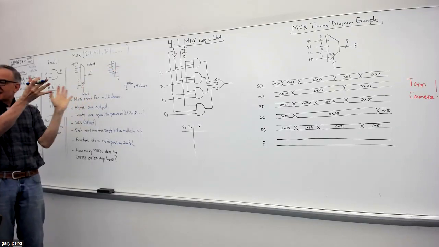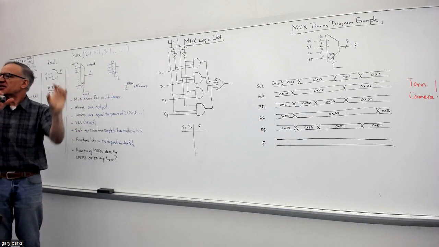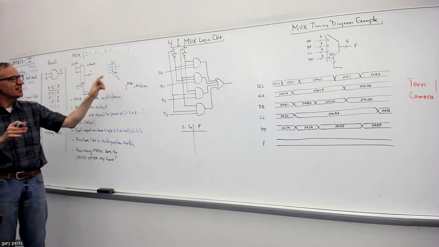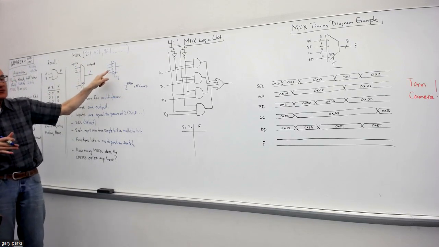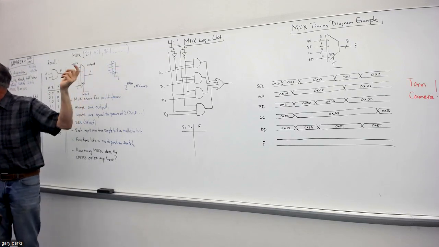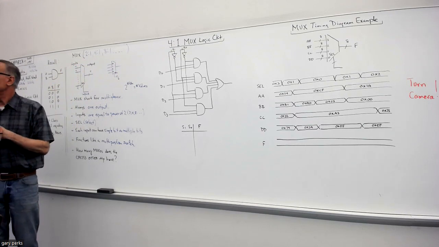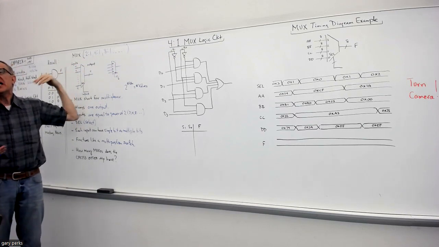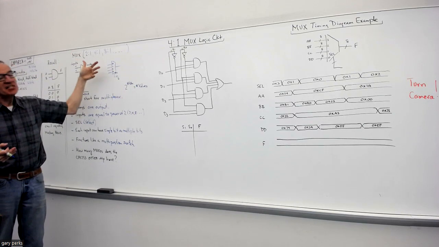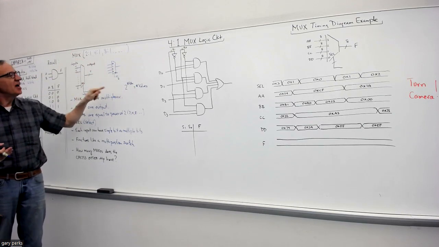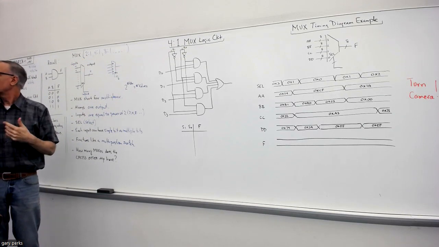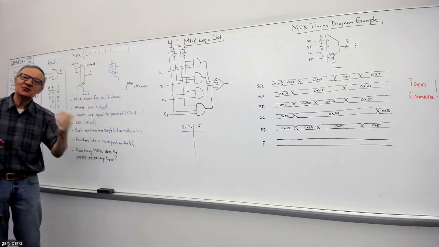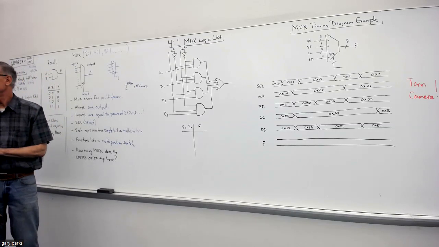Do you see how this is sort of like an electronic version of a dial? The select line is like the hand pointing to whatever input we want at our output. If I had an 8-to-1 mux, 8 inputs and 1 output, how many select bits would I need? 3 bits. If you had a 16-to-1 mux, you need 4 select bits. See how that works?